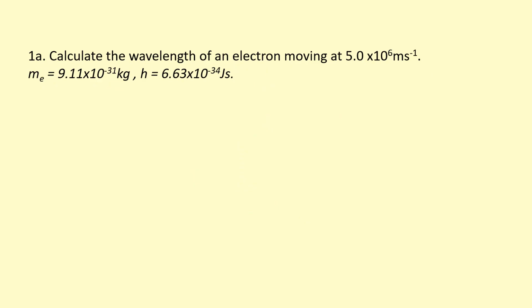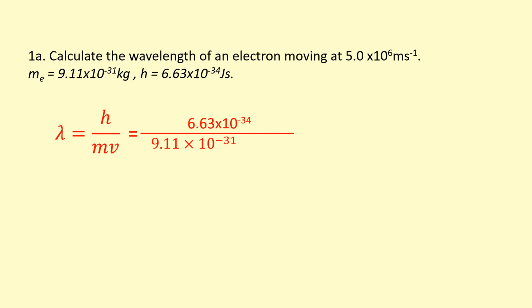We calculate the wavelength of an electron moving at 5.0 times 10 to the 6 meters per second. So I'm going to write de Broglie's wavelength equation, using Planck's constant, and then divide it by the mass of the electron times the speed. And that gives me 1.5 times 10 to the power of minus 10 meters, which is less than a nanometer.